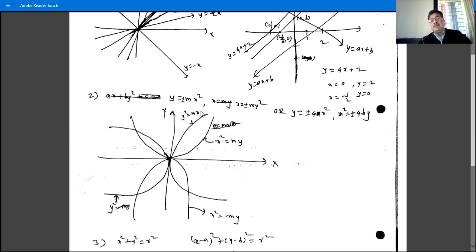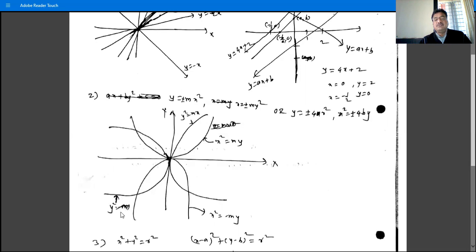y square is equal to mx. Okay. So y square is equal to minus mx. This parabola is y square is equal to minus mx. So y square means around the x-axis, and if there is a plus sign, then it is on the right side of the y-axis, and it is on the left side of the y-axis, around the x-axis, if there is a negative sign.